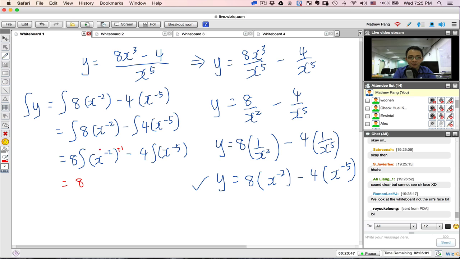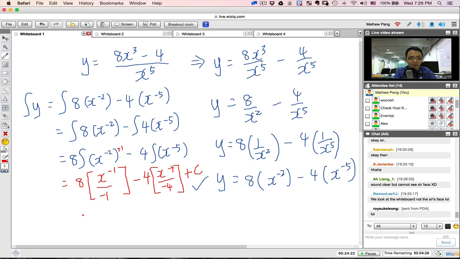Alright, so from here, this is x power of negative 2, right? So negative 2 plus 1 is negative 1, divided by the new power, negative 1. Over here, same thing. I got x power of negative 5, so negative 5 plus 1 becomes negative 4, divided by negative 4. And the integration here has no limit, so you always need to remember to add plus c.